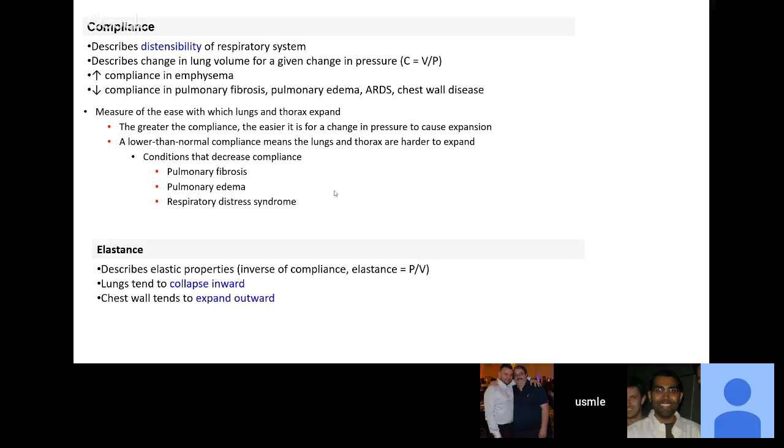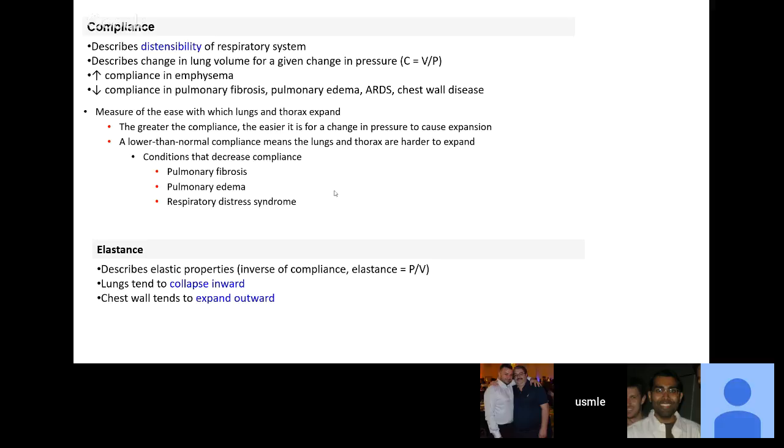Obviously, if you have a problem with the chest wall, the lung and the chest cannot expand. If the chest cannot expand, neither do your lungs. So if your lungs do not expand, you don't have much compliance and you don't have much gas exchange within your alveoli. Keep that in mind. So fibrosis, edema, respiratory distress syndrome, that decreases, and in emphysema, it increases. Doesn't mean that they have good exchange. No, once again, they fuse together.